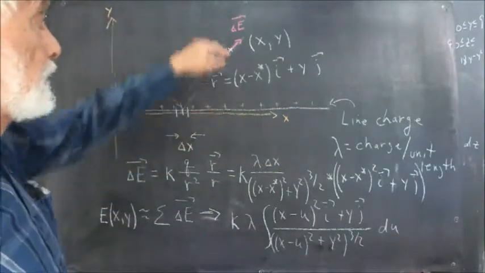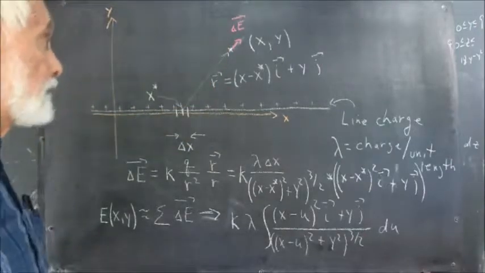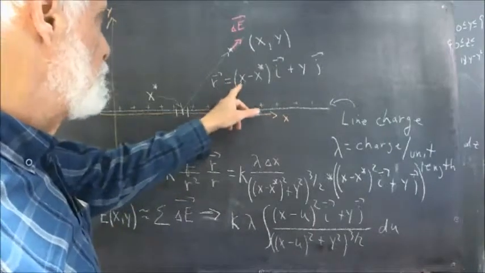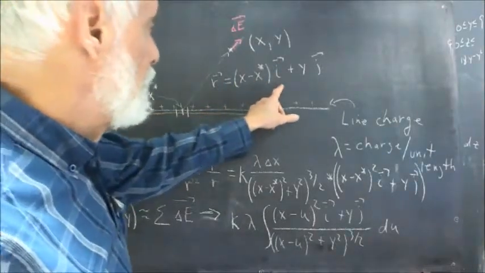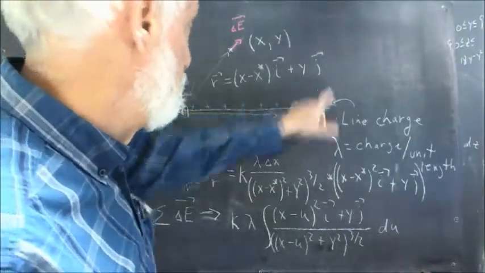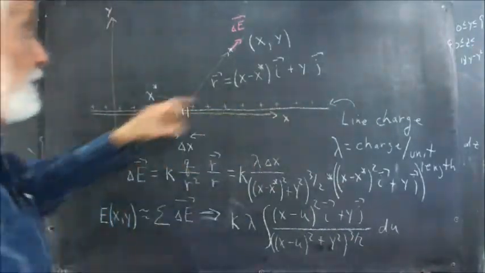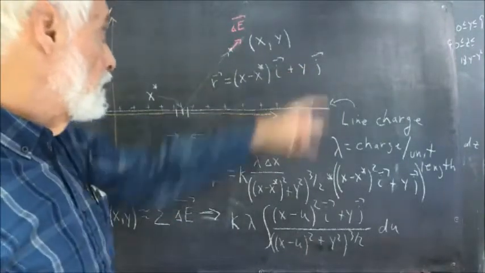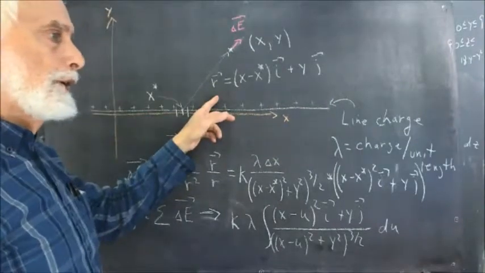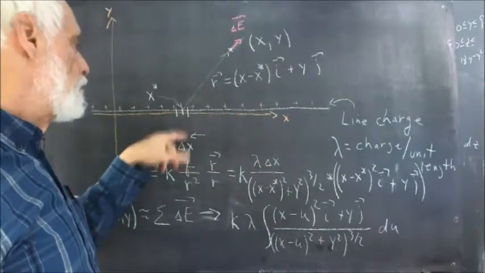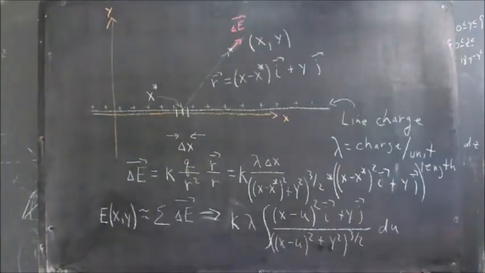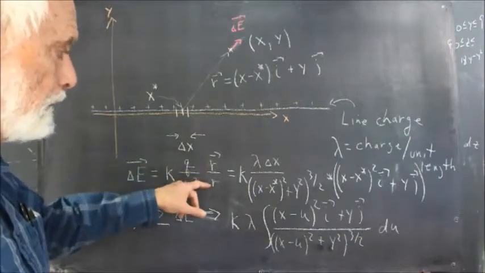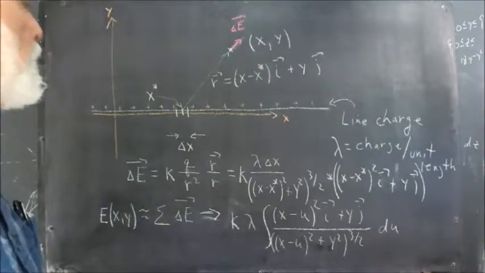From this point to here, the r vector is going to be, well, we're going from x star to x. So the displacement is x minus x star. That's going to be our i component. Our j component is just going to be y, since from here to here the displacement is y. So there's our r vector, and I didn't put a 1, 2 or anything on it. It's just the r vector for a typical increment. The contribution to the electric field is just k q over r squared times the r vector divided by r, the unit vector.